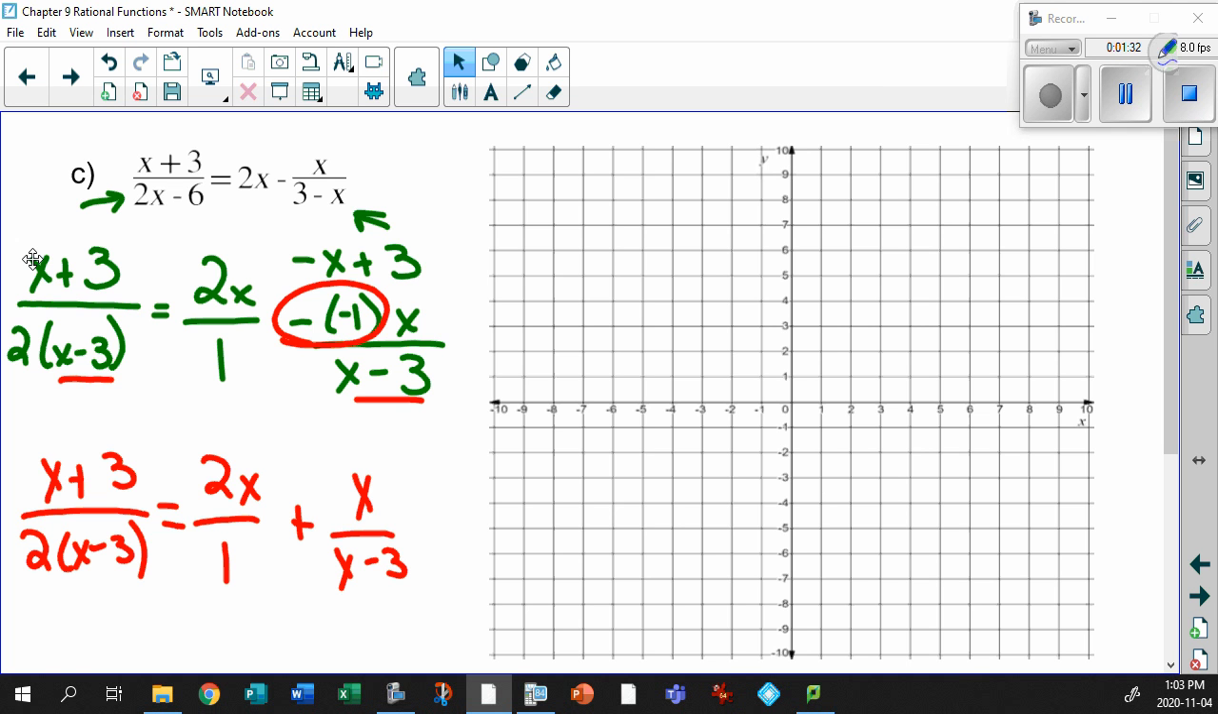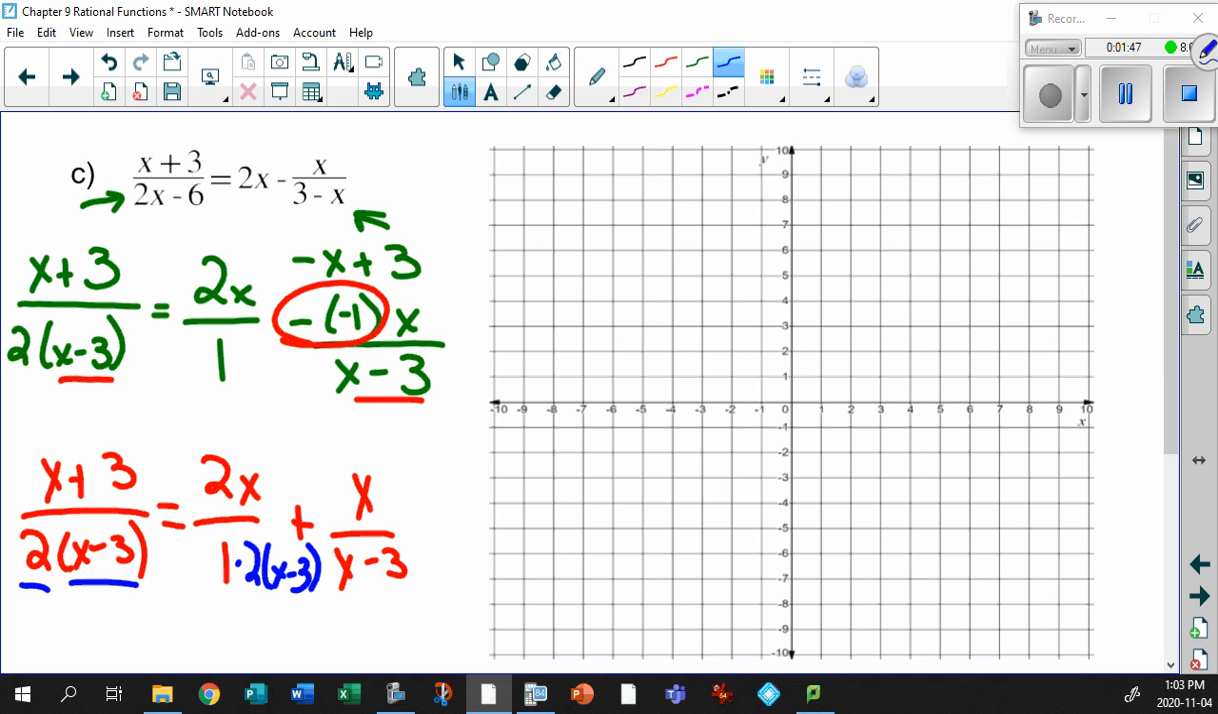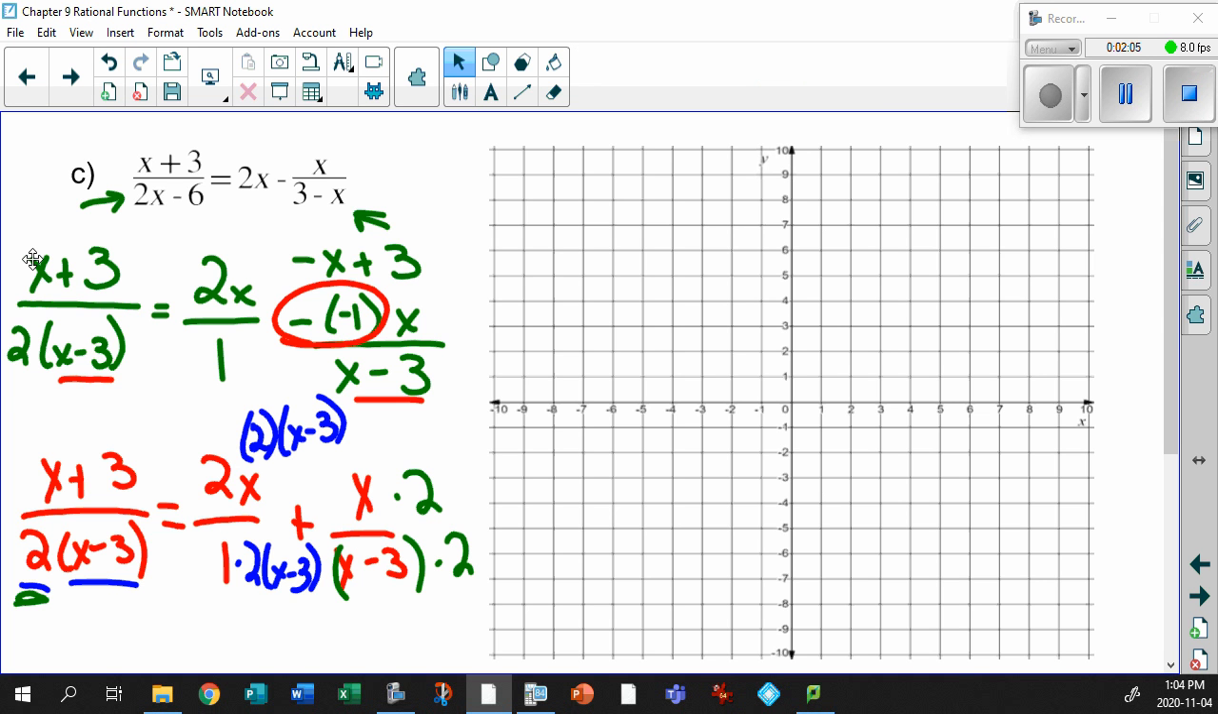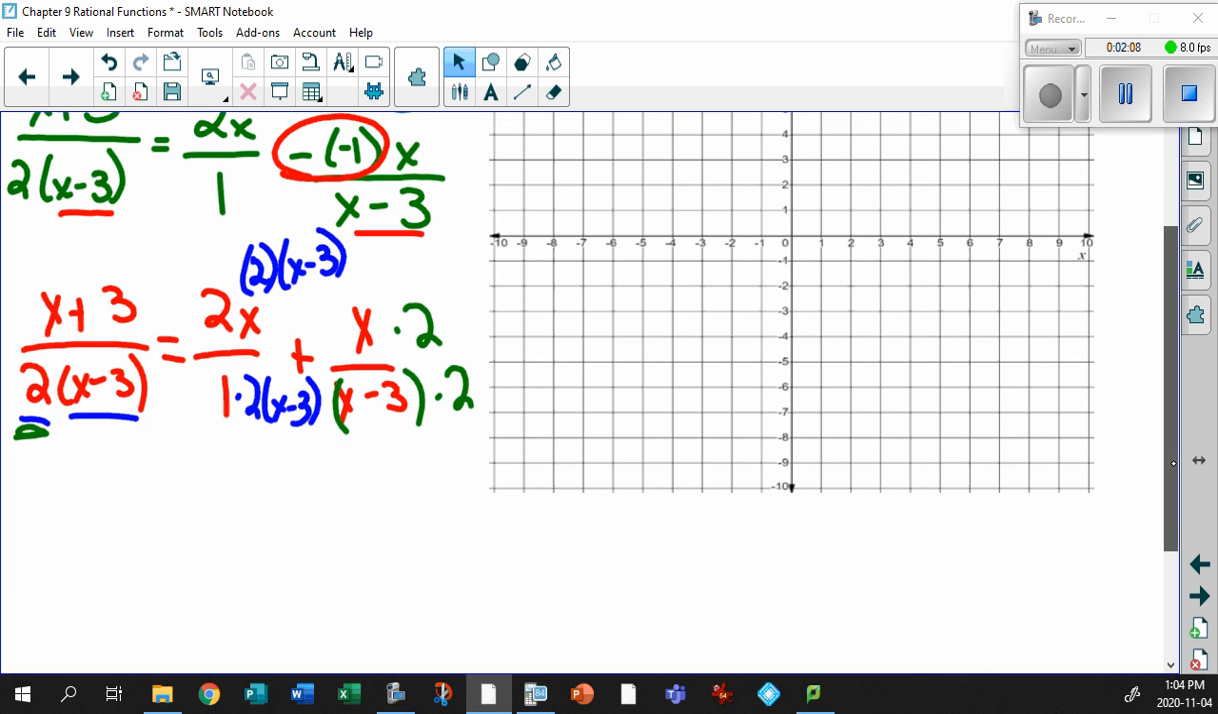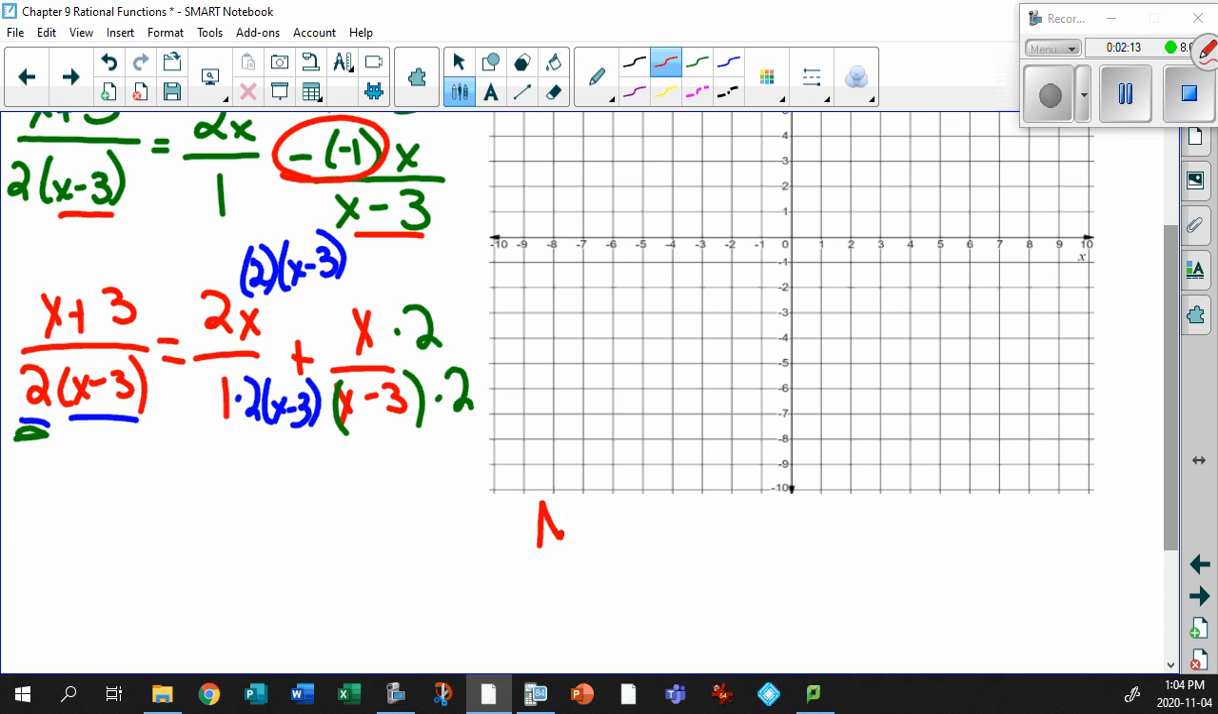Now, do you remember from last year? Find the common denominators. Look, this has a 2 and an x minus 3. So what's missing here? A 2 and an x minus 3. So common denominator means a 2 and an x minus 3 goes here as well. What's missing on this last one? On the last one, you're just missing this 2. So multiply that by 2, multiply that by 2. Do you remember this from last year? Math 20-1, baby.